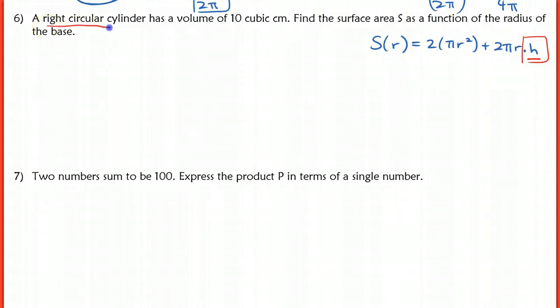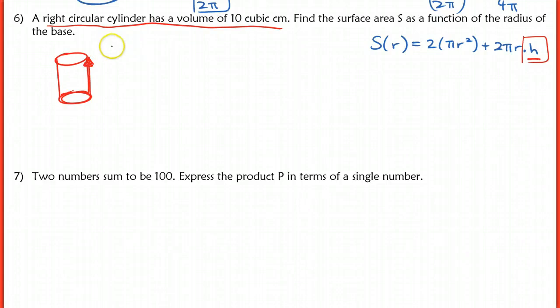It says a right circular cylinder has a volume of 10 cubic centimeters. When you do volume of a prism or a cylinder, you're always finding the area of the base and multiplying it by the height. That's how you find volume. So the volume of this right circular cylinder is found by taking the area of your base, pi r squared, multiplying that by the height of the overall shape. So pi r squared times height gives us the full volume.